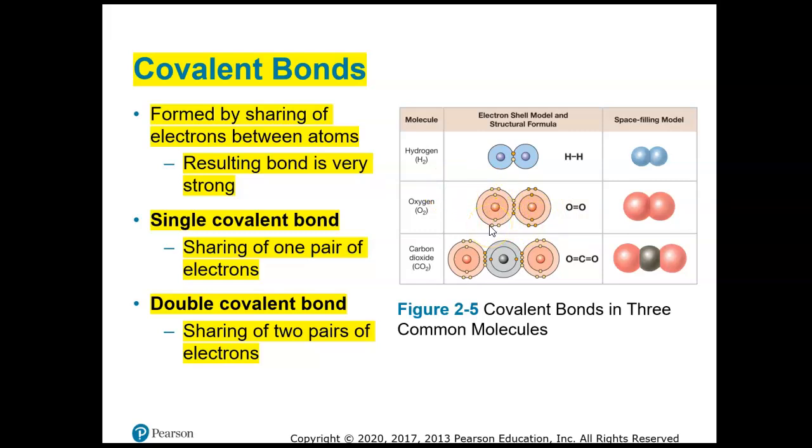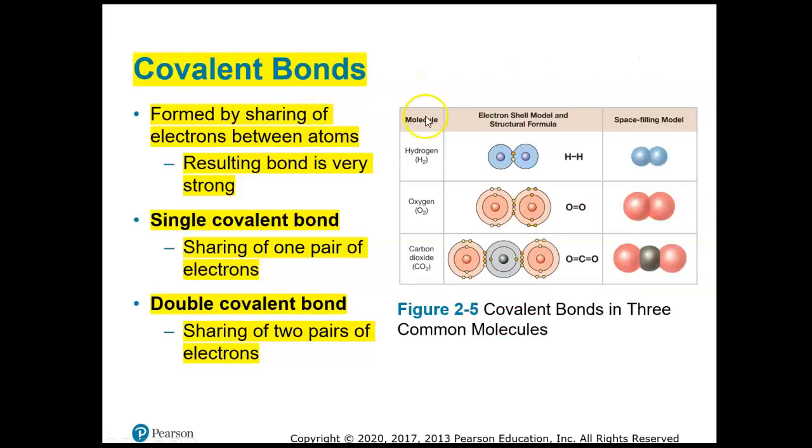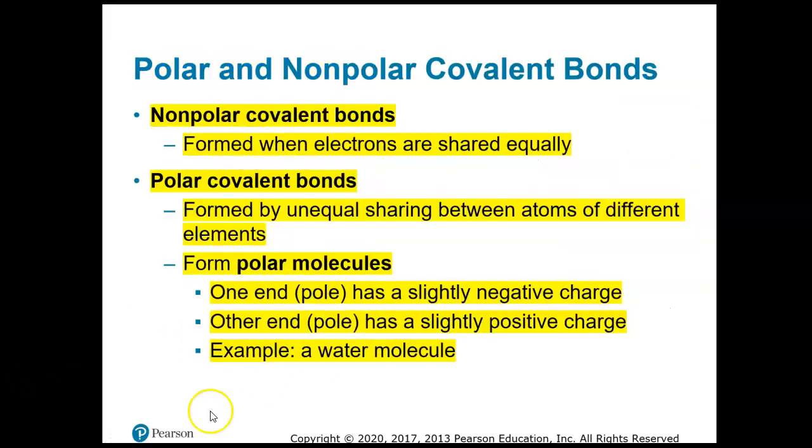Okay, so covalent bonds are the strongest chemical bonds. Ionic bonds are next. Now, there are 2 types of covalent bonds. In these examples that we looked at on this page, all of these are non-polar covalent bonds, which are formed when the electrons are shared equally, but there are also polar covalent bonds where even though the electrons are shared, they're not shared equally.